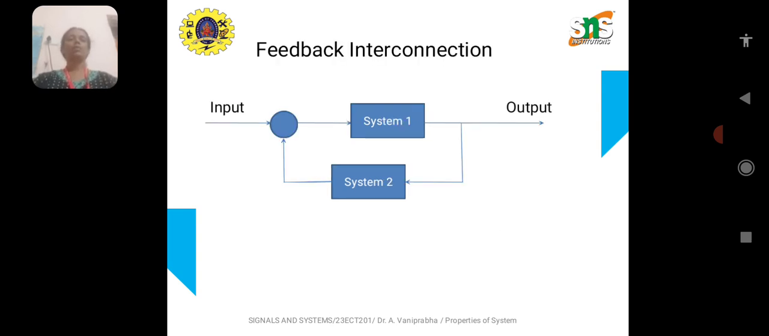The last one is feedback interconnection. From the name itself we can understand that a part of the output is fed back to the input through a system. The feedback is added to the original input and fed back to the system. This is a continuous process until the expected output is reached. The feedback interconnection system is used for repeated iterations to get the expected outcome.